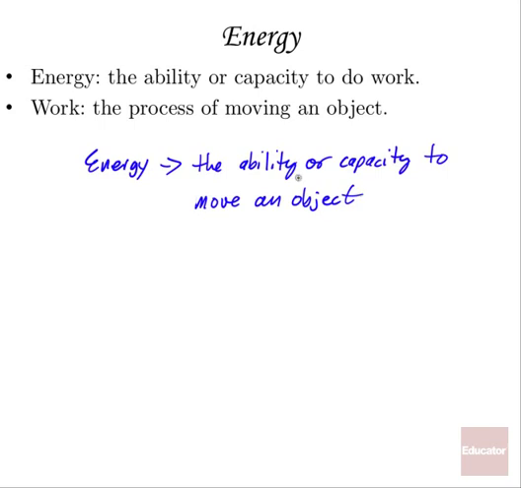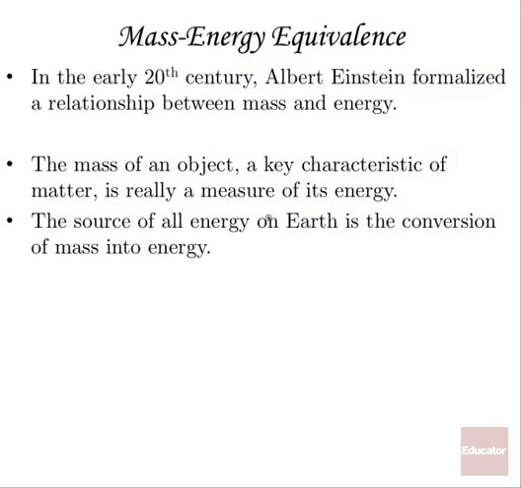In both cases, energy is the ability or capacity to move an object. Now, in the early 20th century, famous physicist Albert Einstein formalized a relationship between mass and energy, and it's become one of the most famous formulas in physics. His relationship says E equals mc squared, where what he's saying is the mass of an object, a key characteristic of matter, is really a measure of its energy. Energy equals mass times the square of the speed of light. That's just a constant. That's just a number, a fudge factor to make the units work out.